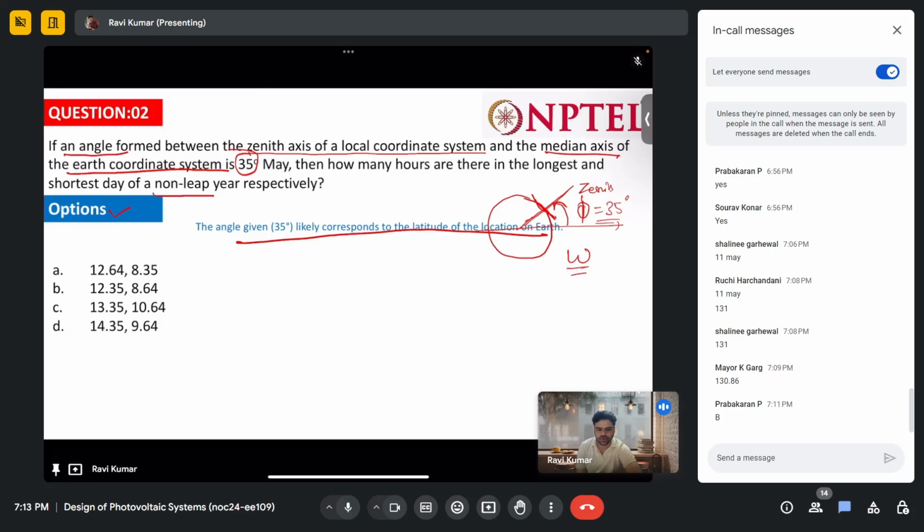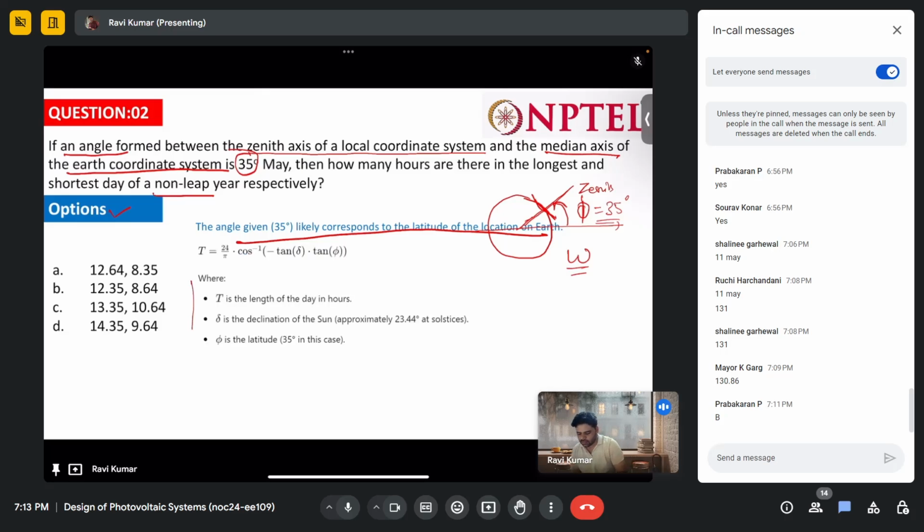Okay, this is the formula in front of you. So T will be the cos inverse of tan delta tan phi. And the question said longest and shortest day of a non-leap year. So first of all, you need to identify which formulas we are using here. So here we just need delta and phi. Phi is given as 35. What we require is delta. How can we get the delta?